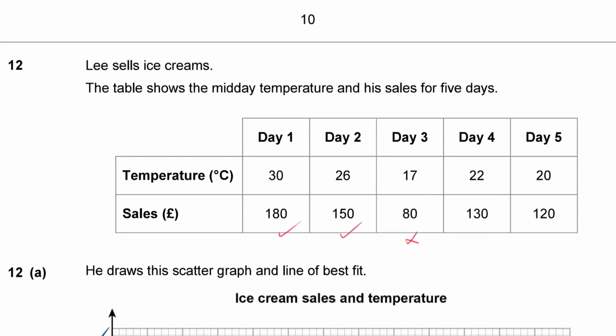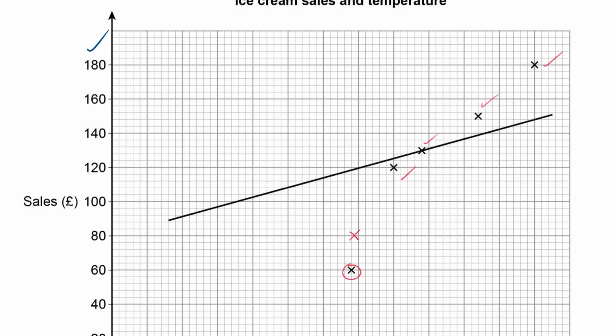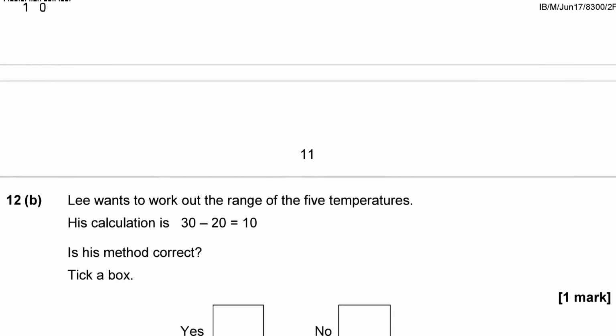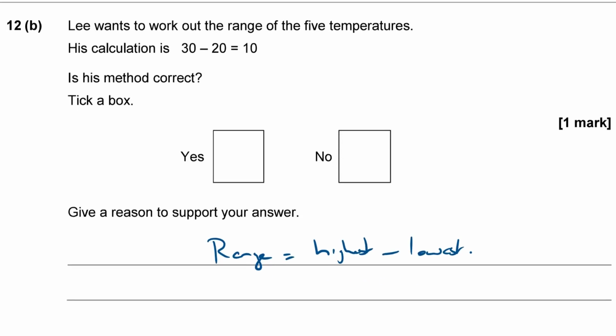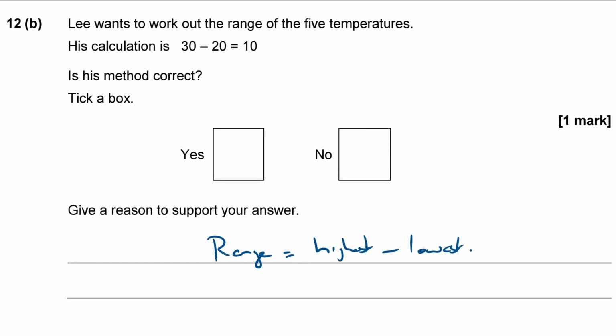Now, the highest temperature given is the one on day 1, isn't it? It's that 30 degrees. That's the highest temperature. And the lowest is this one, 17. So if he's used 30 and 20, he's used the wrong values. It should be 30 subtract 17, which would give you a range of 13 and not 10. So I'm going to say nope, and I've already given my answer because I've worked it out.